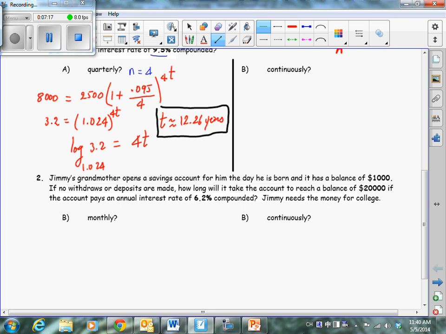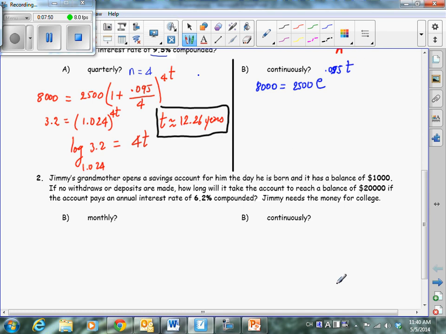Now, do you think it was a better idea, instead of compounding it quarterly, to compound it continuously? Let's figure out. Let's go ahead and use the continuous equation, meaning I will say A, which is 8,000, is equal to 2,500 e to the power of 0.095 t. You understand which formula I'm using now, right?